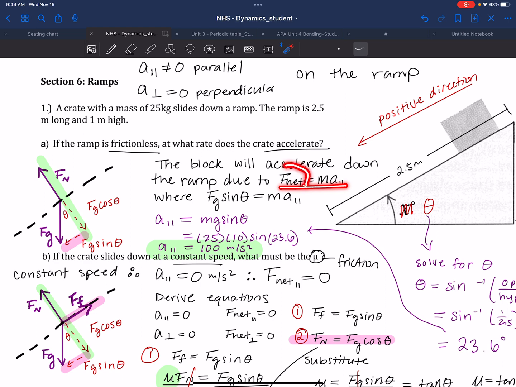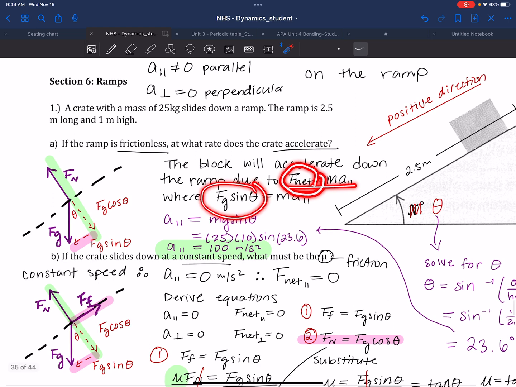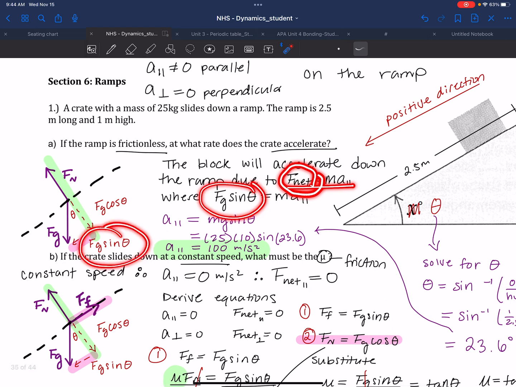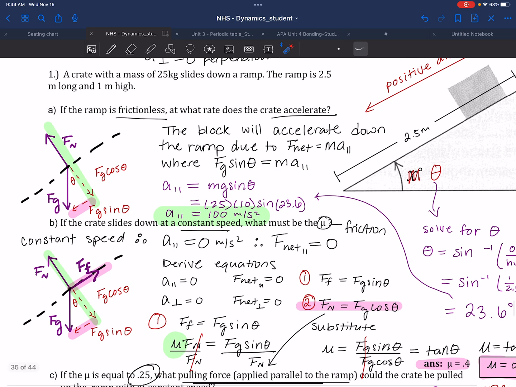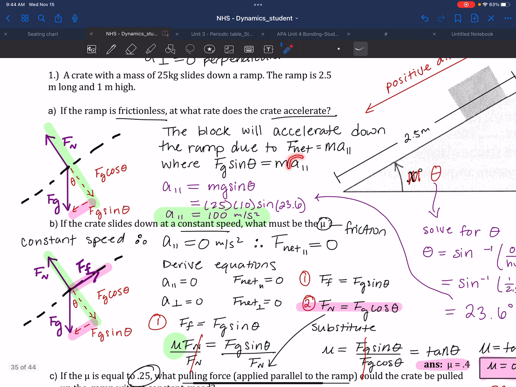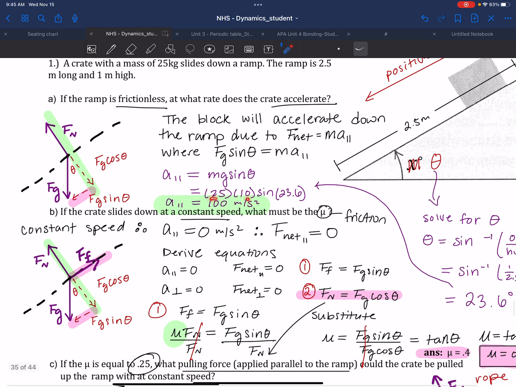So then I'm going to take my net forces parallel to the incline, which is Fg sine theta, which is seen over here. Okay, I also highlighted it in pink because everything else is perpendicular to the ramp. So Fg sine theta is equal to mass times acceleration. So I'm going to take that and solve for acceleration. So you see I solved for it right here. Fg becomes mg, okay? And then mass, gravity, and sine of that angle that we found earlier.